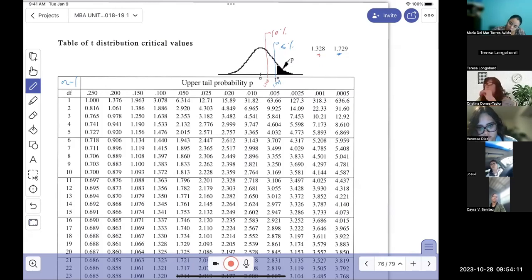Now we could also go to Excel and get a better answer. I can show you how to do that. But using this table, which is all I expect you to do on the test, the answer is between 5 and 10%.